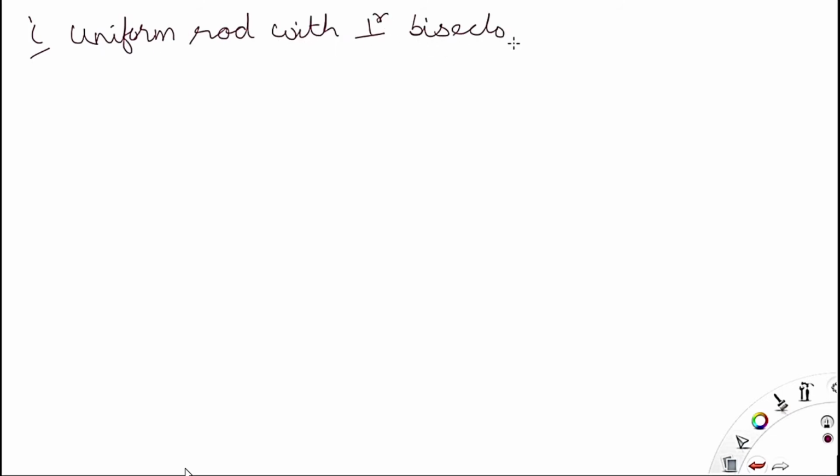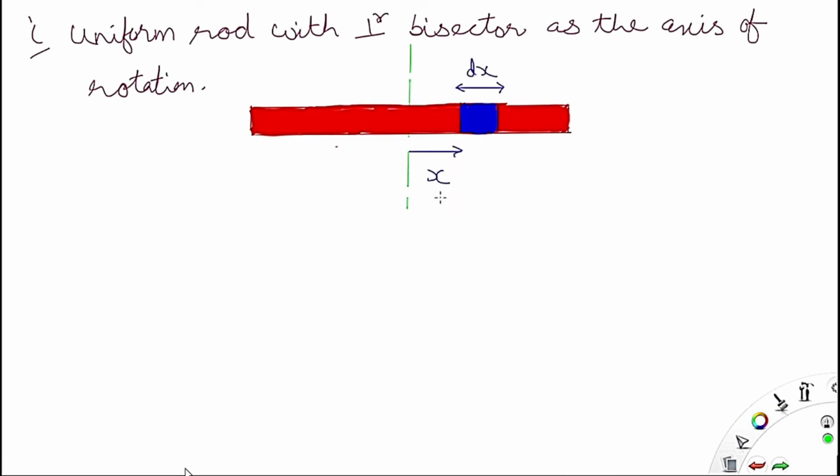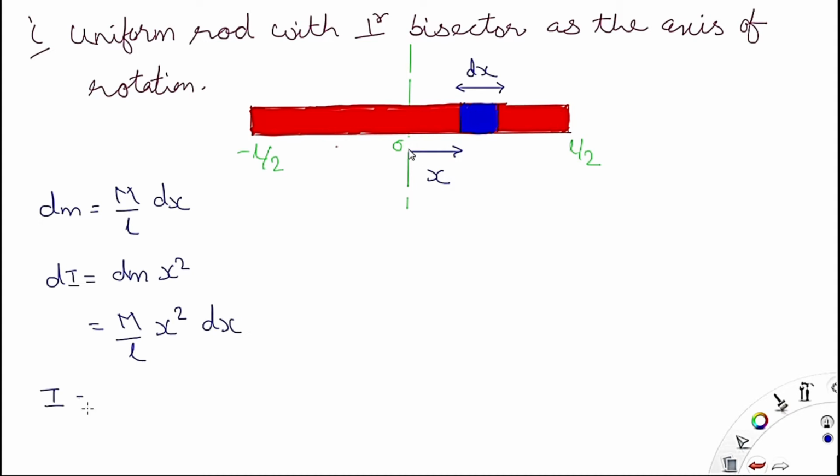Now first one is the uniform rod. For uniform rod, the axis of rotation is chosen as the perpendicular bisector. Means the perpendicular bisector of the rod is chosen as the axis of rotation, and this uniform rod will be rotating about this axis. So the calculation of mass moment of inertia has been done.